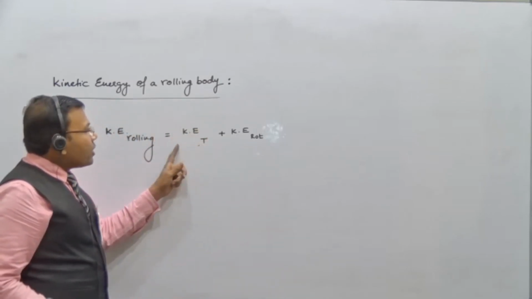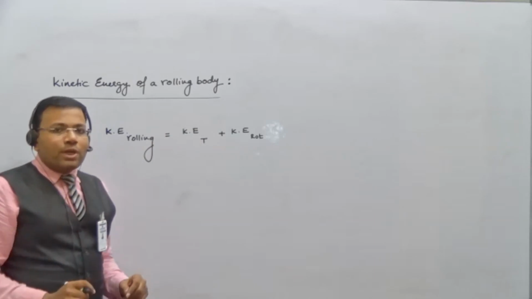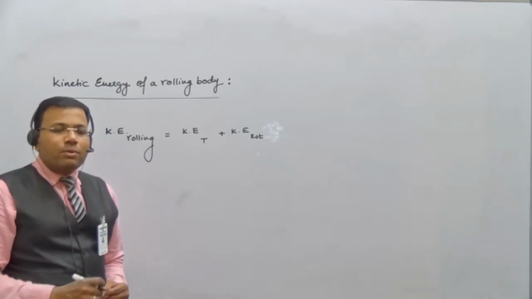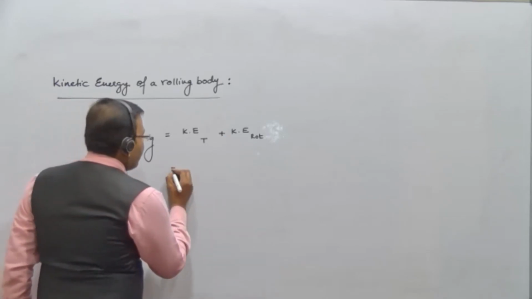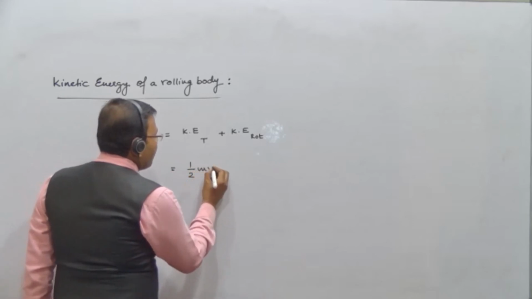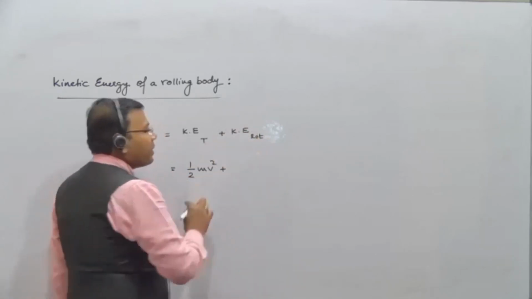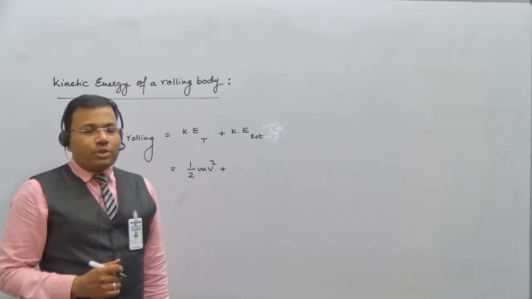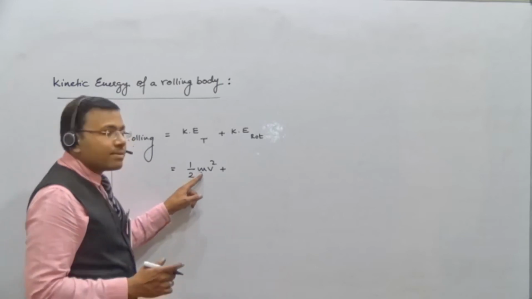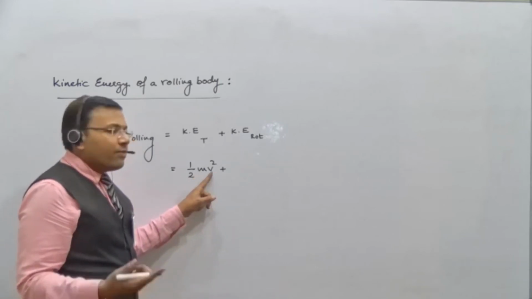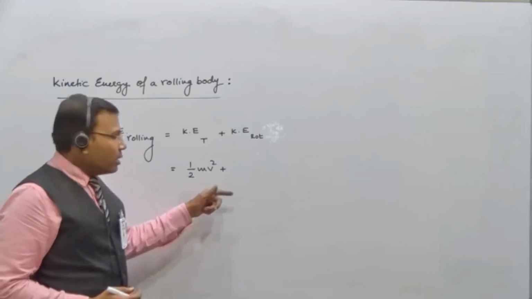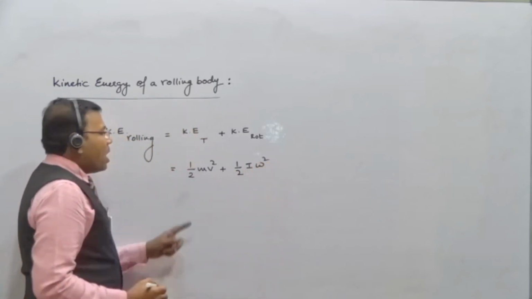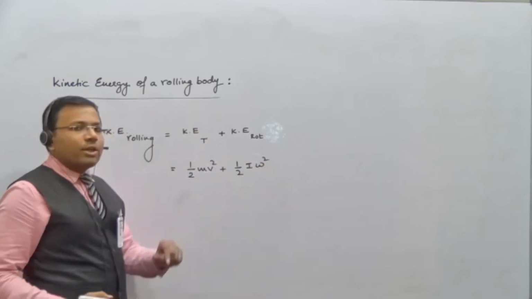Now, what is the formula to calculate the kinetic energy when a body is in translatory motion? You know, kinetic energy is equals to half mv square. So this I'll write half mv square plus, when the body is under rotation, we have seen the dynamics for rotational motion. So under that, as I already told you, mass is replaced by I, velocity v is replaced by angular velocity, that is omega. That is half I omega square. Half mv square plus half I omega square.